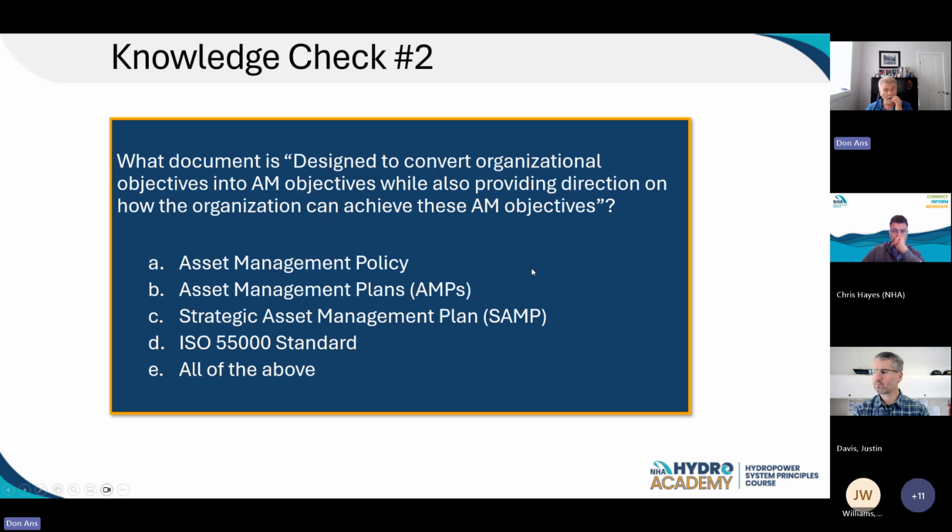That brings us to a knowledge check. What document is designed to convert organizational objectives into AM objectives while also providing direction on how the organization can achieve those AM objectives? And we may have just spent 20 minutes looking at it. Melissa guessed perfectly right again. So C, it is the strategic asset management plan.